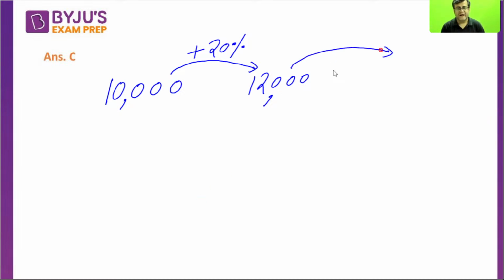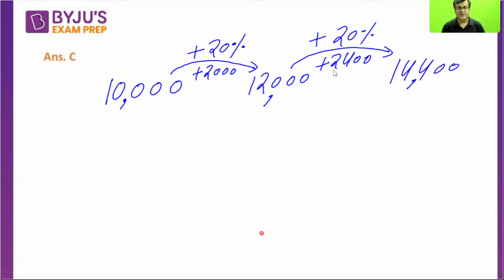Again increase by 20%. And tell me, Sudha, is this 20% increase on 10,000 or 12,000? Tell me fast. Very nice, Rishika. It's increasing on 12,000. 20% of 10,000 is 2,000, so it becomes 12,000. 20% of 12,000 means the value increases by 2,400. The value finally becomes 14,400. It was 10,000, became 12,000, now becomes 14,400.